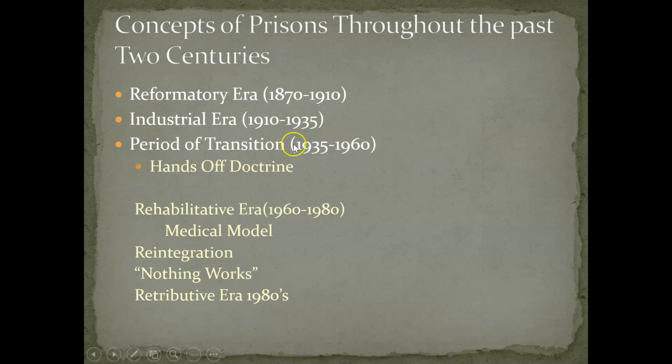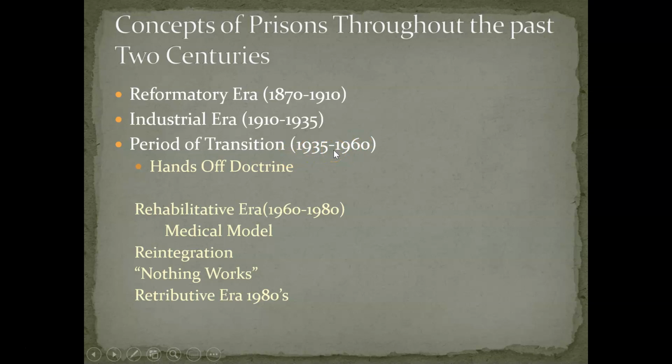Period of transition. This is an interesting time, and I'm probably going to ask you something about this hands-off doctrine. There was a time when the courts basically said, prisons, do your thing. We are not going to intervene in anything that you do. Which maybe at the time initially sounded like a great idea. But think about this. Who did an inmate turn to if they were being abused, starved, beaten, if there were abuses in the prison system? They didn't have anywhere to go. So ultimately, the prison did whatever they wanted to do between 1935 and 1960.